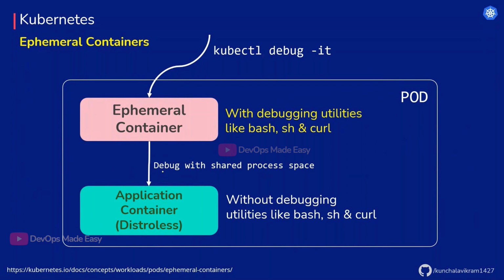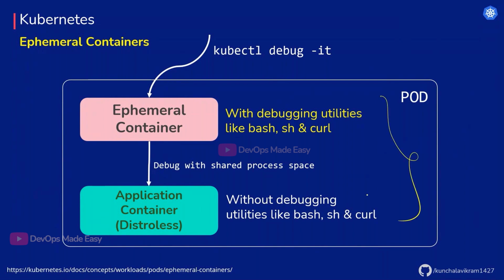What is the advantage of using an ephemeral container? These ephemeral containers can be anything. That image or container should have debugging utilities like bash, sh, curl. Whatever debugging utilities you need, you simply put them in an image, then you create a container out of that image, and that becomes your ephemeral container. But the only thing is it will not run in a separate pod. Instead, that ephemeral container will get placed inside an existing pod.